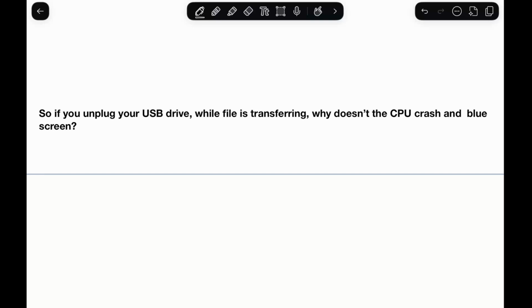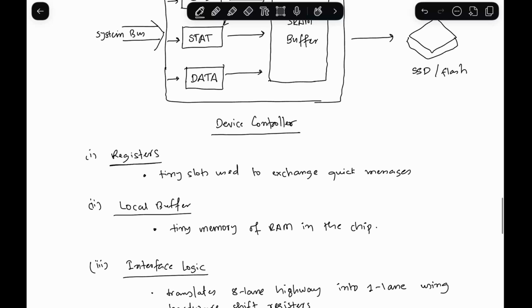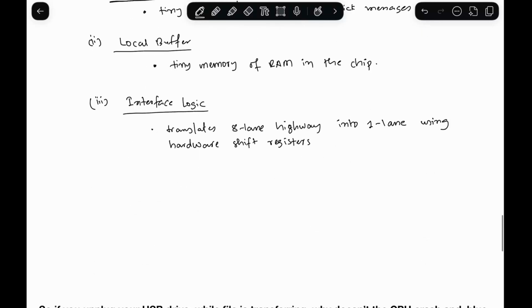The answer is, see, we have already discussed that the CPU isn't directly talking to the USB drive. It's talking to the device controller's register. And the controller handles this physical disconnect by updating the internal status register. It updates that status register bit to error and politely tells the CPU later via software.